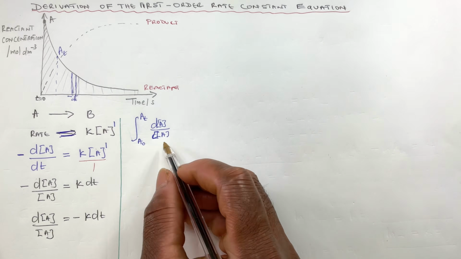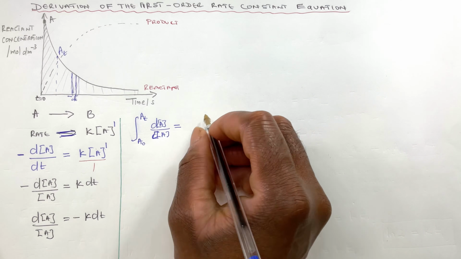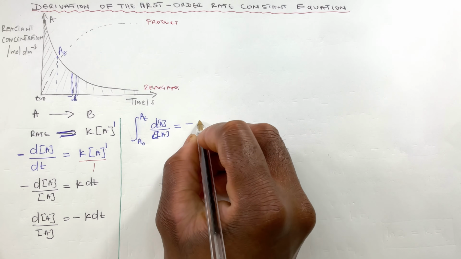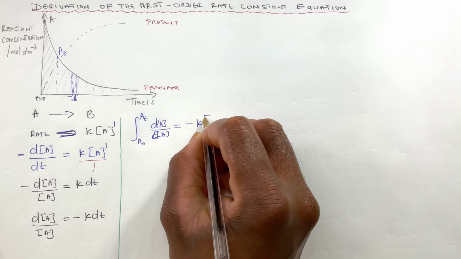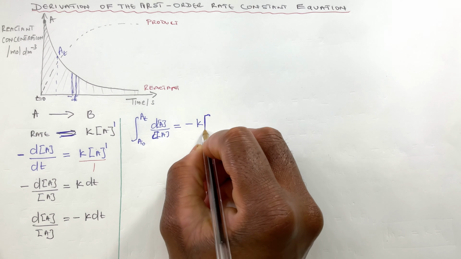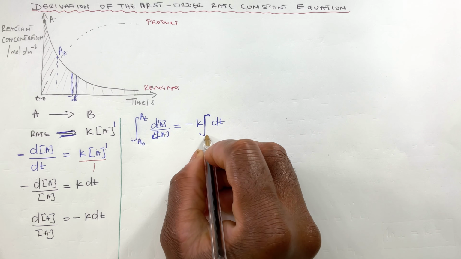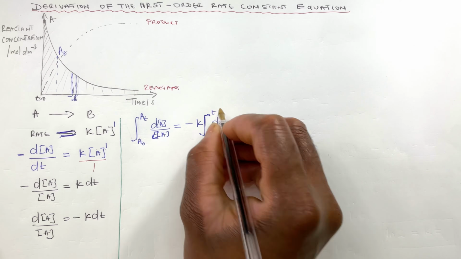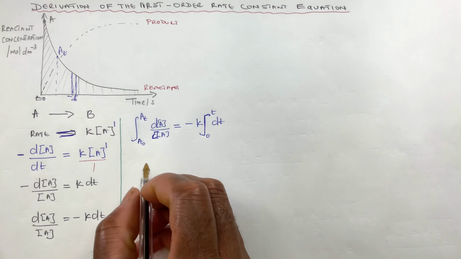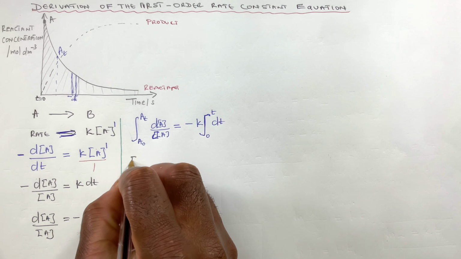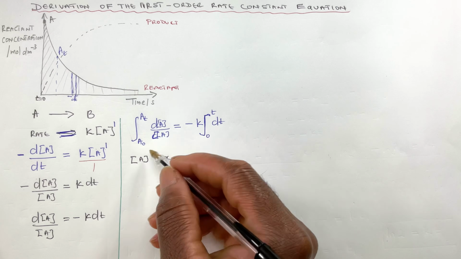I'm just writing that one here. It will be equal to minus k times the integral of dt from t equal to 0 to a time t. But what I need to do to make this easier for me is to say, why don't I make the concentration of A equal to x? Then it's easier to do this properly.